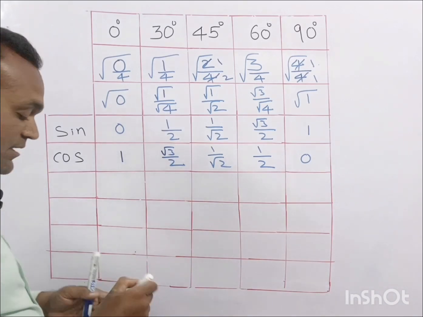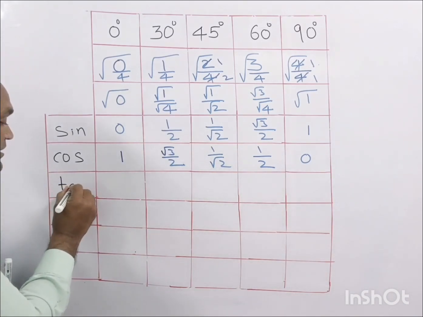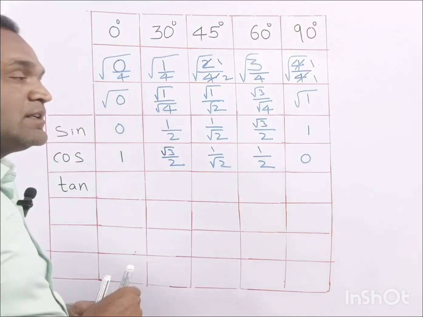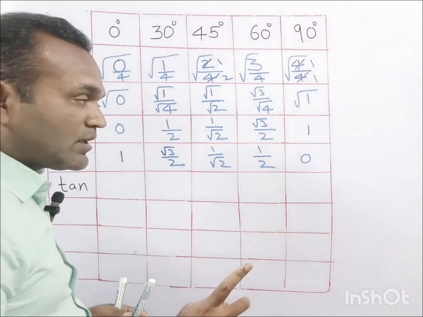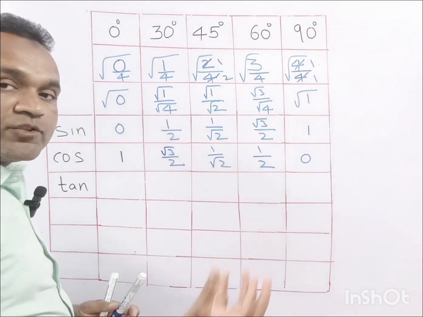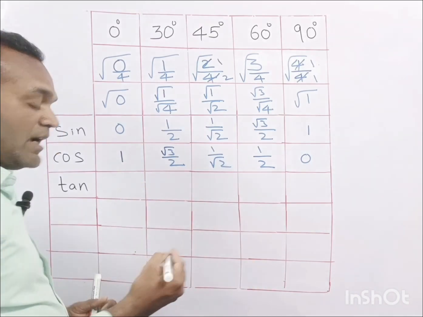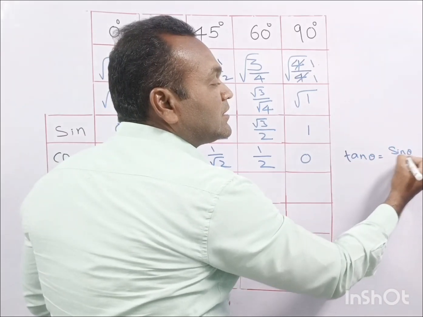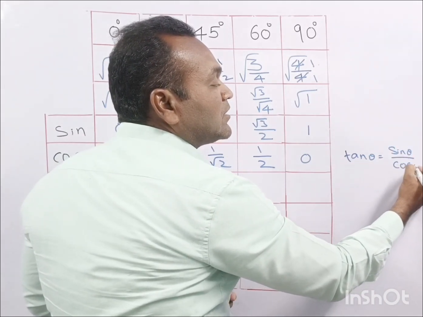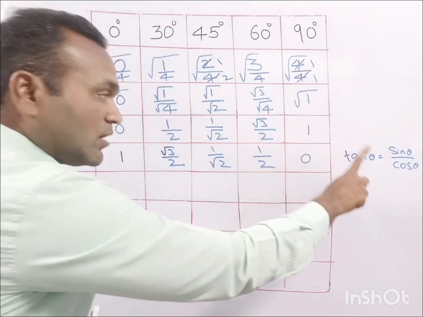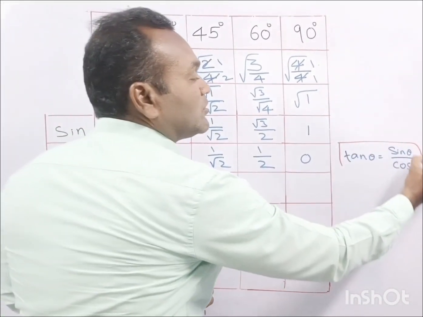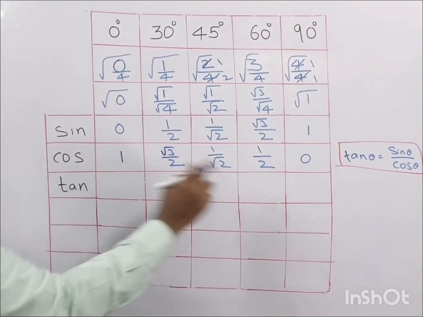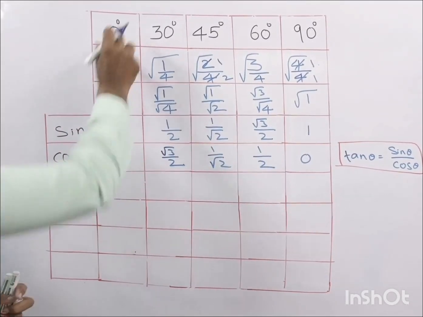Next, guys, the next step is tan. What is tan? In the first session we have seen the introduction and trigonometric ratios. If you remember, tan theta equals sine theta divided by cos theta. So by using this formula we will continue our table. First I will show you the value: sin theta by cos theta.